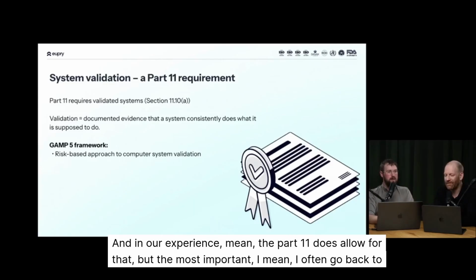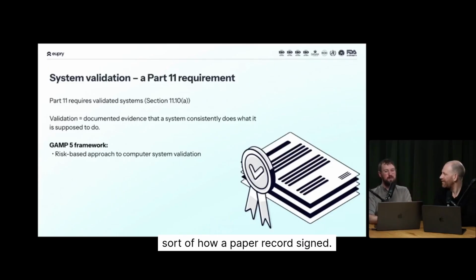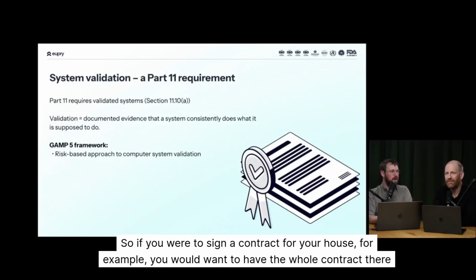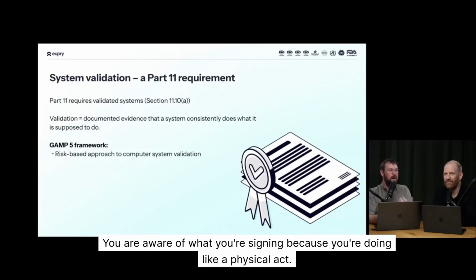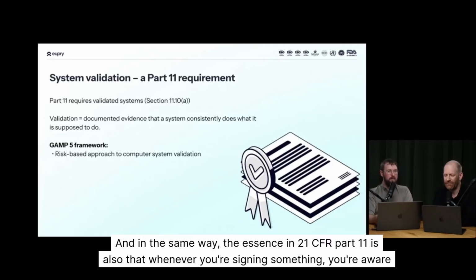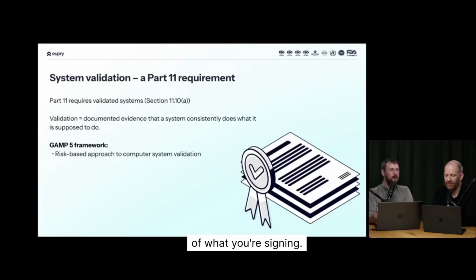In our experience, Part 11 does allow for that, but the most important thing, I often go back to, is how a paper record is signed. If you were to sign a contract for your house, for example, you would want to have the whole contract there before you signed it. You are aware of what you're signing because you're doing a physical act. In the same way, the essence in 21 CFR Part 11 is that whenever you're signing something, you're aware of what you're signing. What are the changes you're signing?